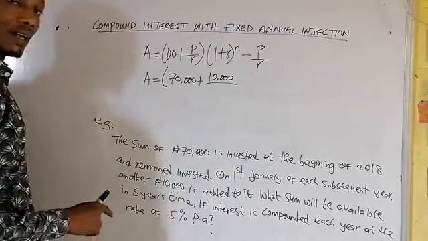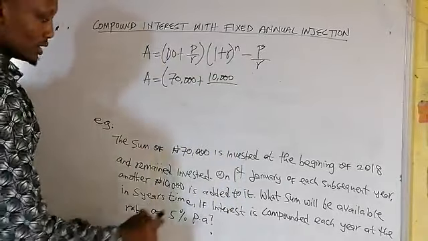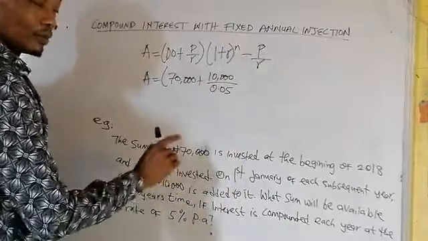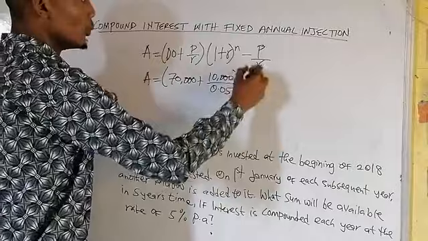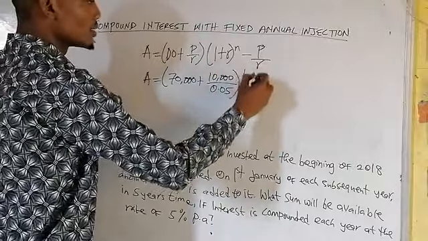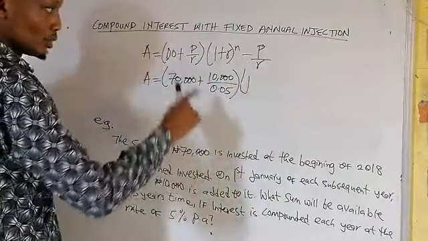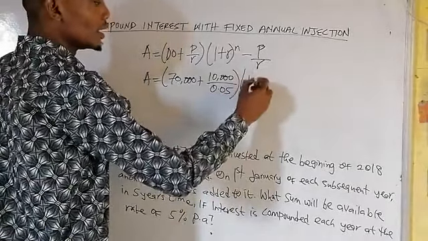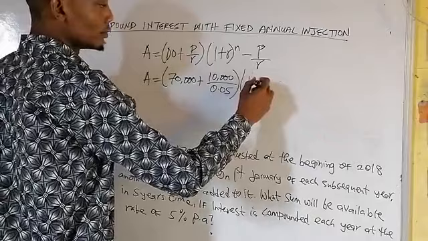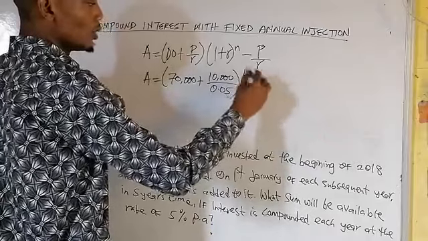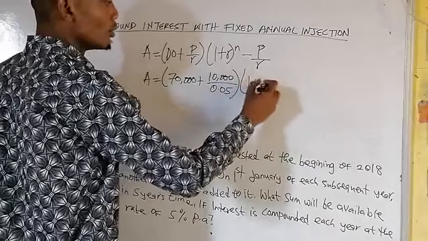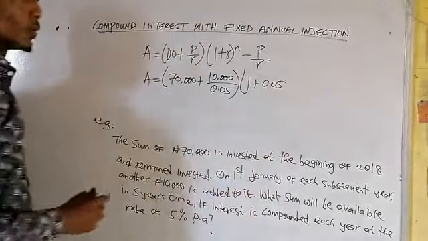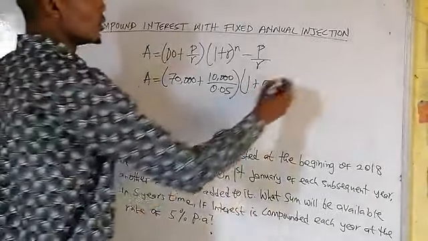What is the R? R is the rate of interest. Rate of interest 0.05, 5%. Close it. Open another bracket. 1 plus R. What is our R? 5%. That's what? 1.05. Okay, 1 plus 0.05. So close the bracket.